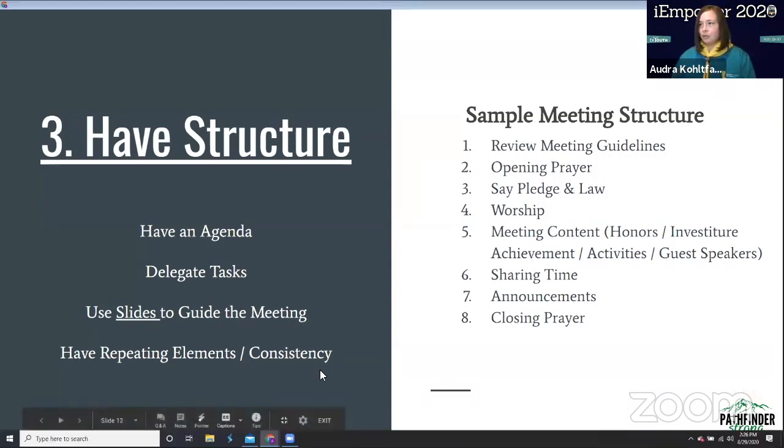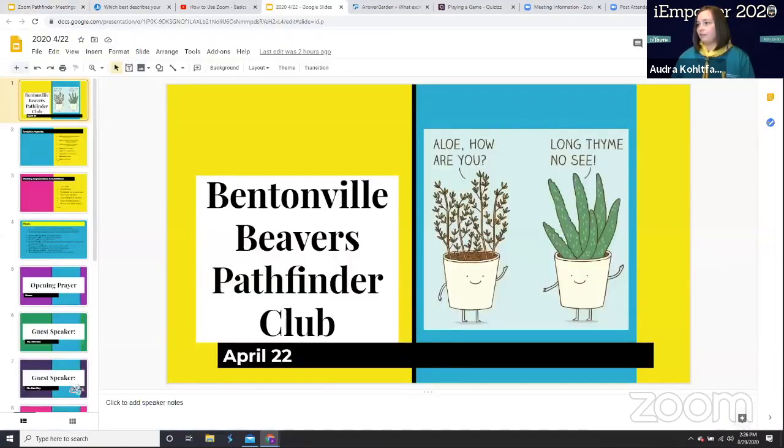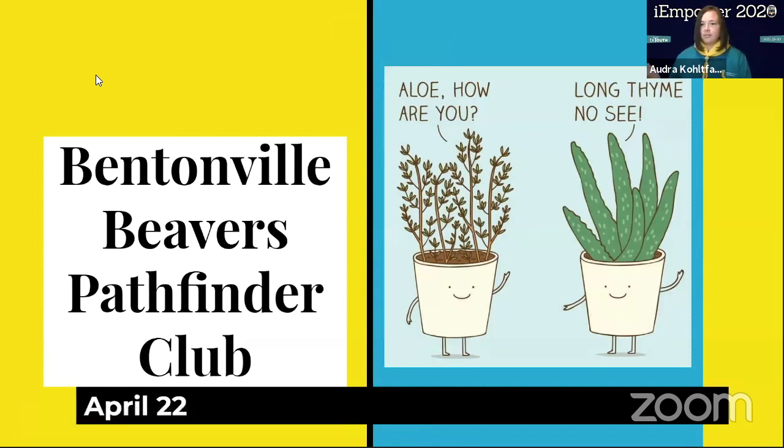So next I'm going to show you an actual example of meeting slides. And this is our actual virtual Pathfinder meeting from April 22 for our club. And this is the screen that I have on the screen share as participants are joining. I usually put up a funny little picture or meme for kids to look at while they're joining. In fact, our meeting this night happened to be all about plants. We were doing honors that had to do with plants, so that's why there was a plant theme meme on the opening screen.